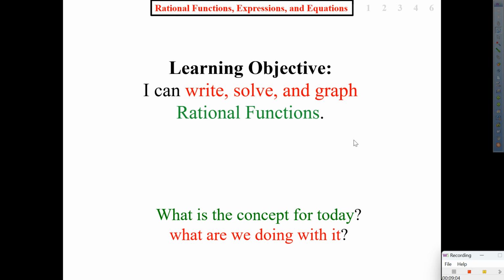All right. So, here we go. Our objective for today: I can write, solve, and graph rational functions. So last week we spent plenty of time graphing rational functions. I call those basic rational functions. And put away your mobile devices.